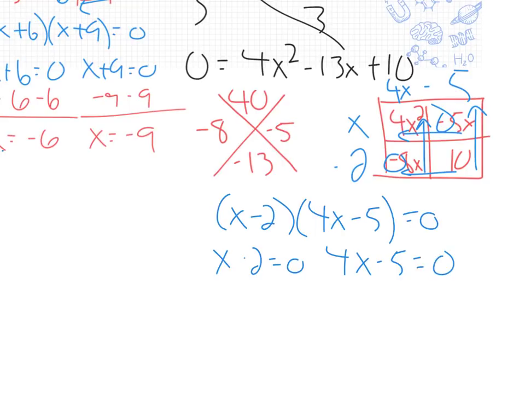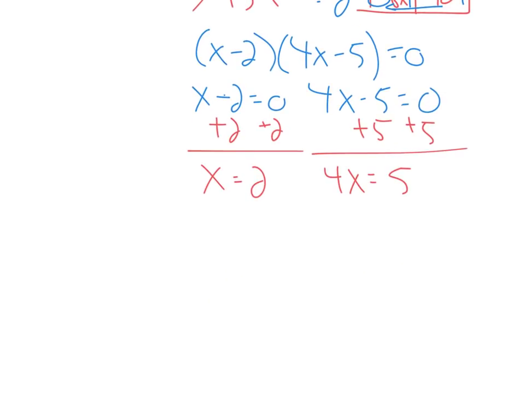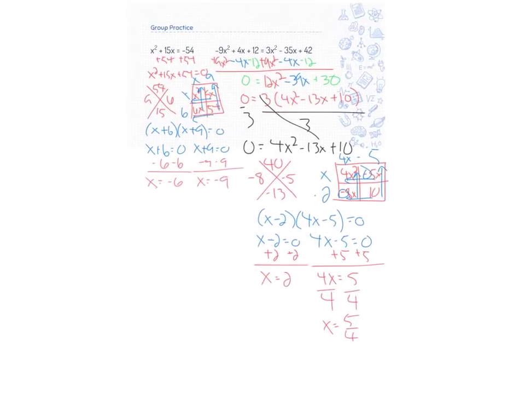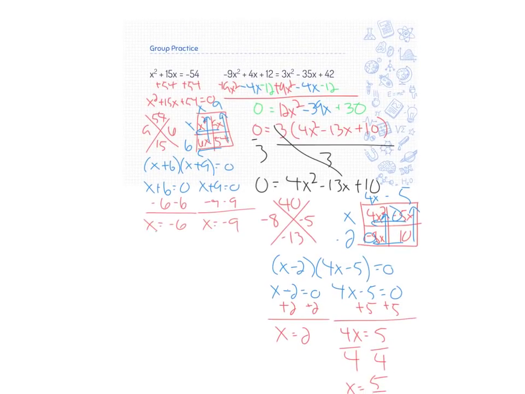And then once we do that, we can solve. So in this case, add 2. You get x equals 2. Here I need to add 5. You get 4x equals 5. Divide by 4. And x equals 5 over 4. So then our solution for that problem is going to be x equals 2 and 5 over 4.